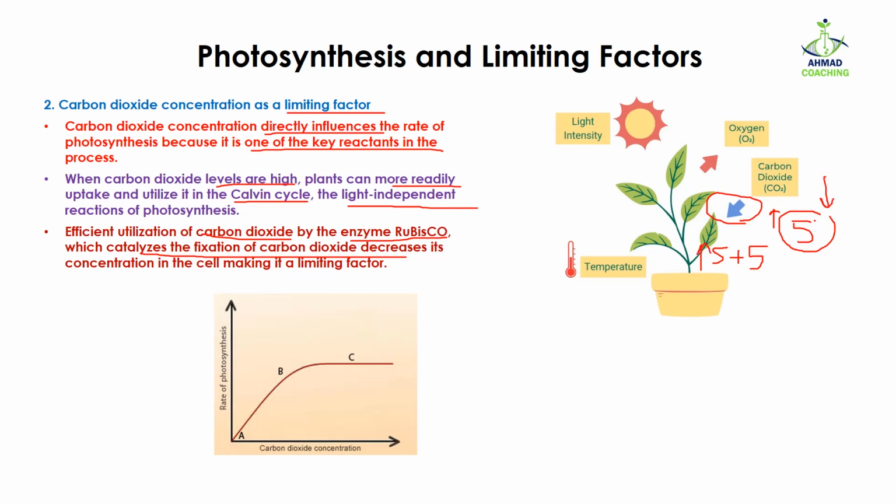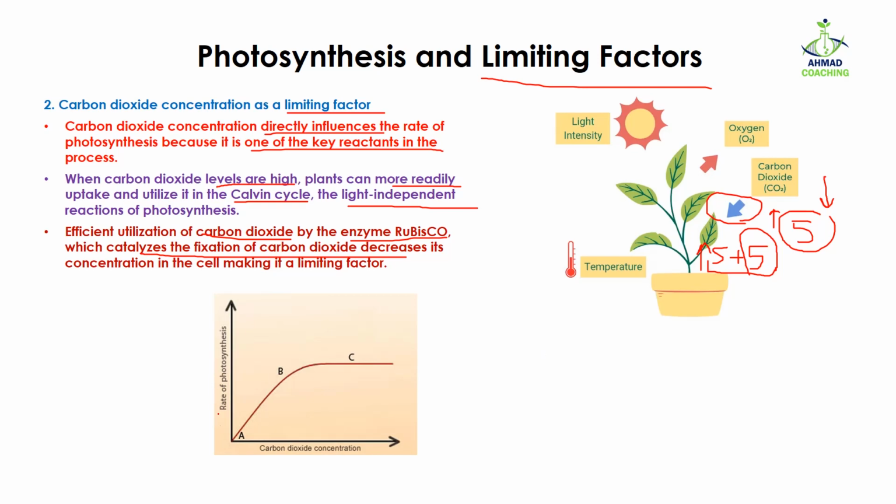It means that the demand has increased but the carbon dioxide has decreased. So when the carbon dioxide level is decreasing, at this particular moment the carbon dioxide is acting as a limiting factor, because now it is not available. For example, the rubisco requires 10 molecules, but only 5 molecules are present. It means 5 molecules are lacking. That is why the rate of photosynthesis is going to decrease, because carbon dioxide is limiting the rate of photosynthesis.